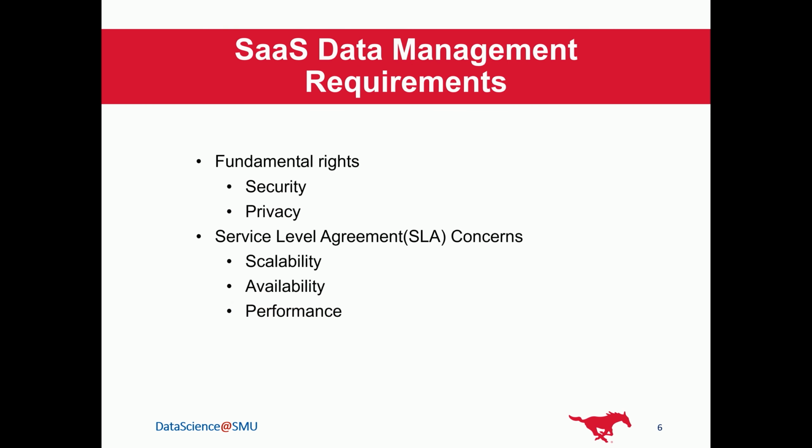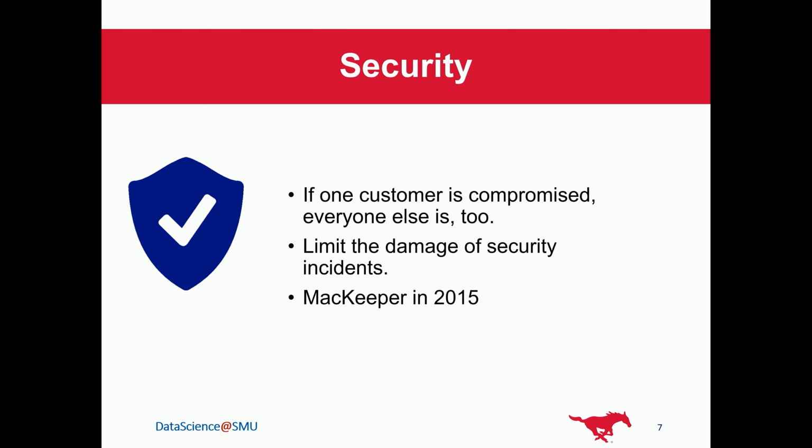As Daniel said, we will walk through the next few slides with the data management requirements. They are broken into two sections: fundamental rights and service level agreement rights. First, security. One of the biggest challenges of SaaS is security, considering all high-profile cases where companies are hacked and customers' data is exposed. Fundamentally, these start from the principle that if one customer is compromised, then everyone else will be too. For example, MapKeeper in 2015. This was a case where a single user was hacked, and then this led to an exposure of millions of Mac users' data being vulnerable.